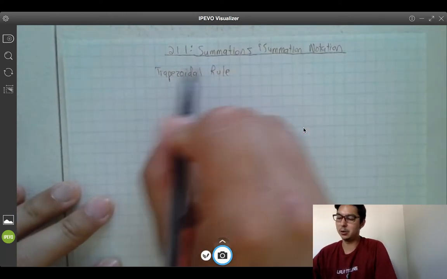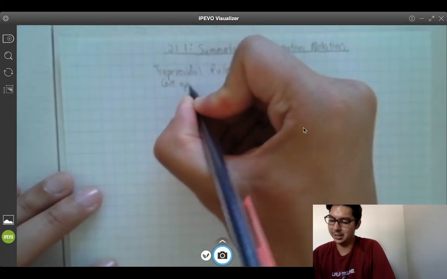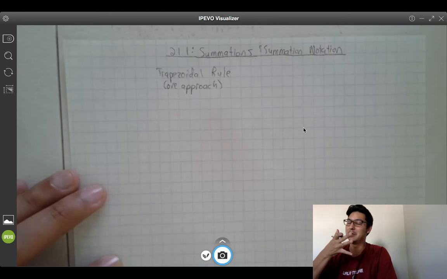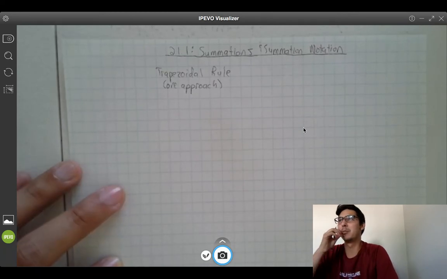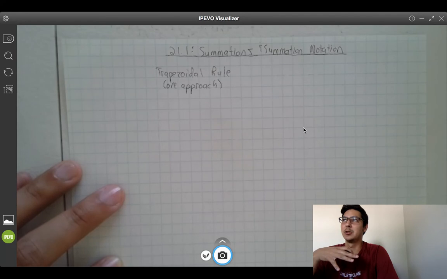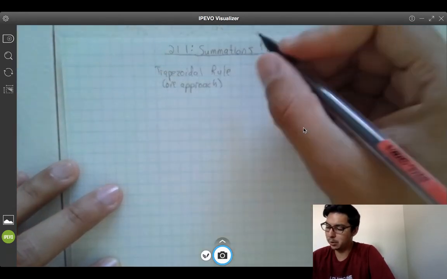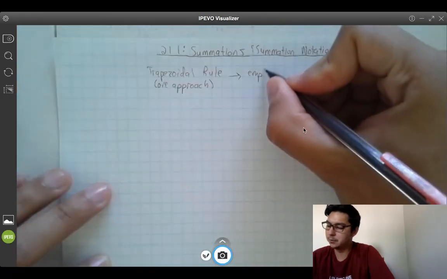They talk about the trapezoidal rule. This honestly is just one approach. It's not necessarily a big deal if you don't get this trapezoidal rule. It's great if you do. It's more important that you just understand how areas of trapezoids work. So the trapezoidal rule, it's one approach.